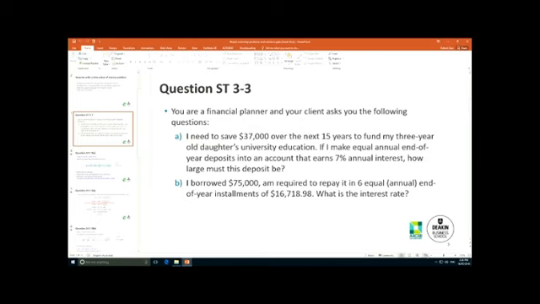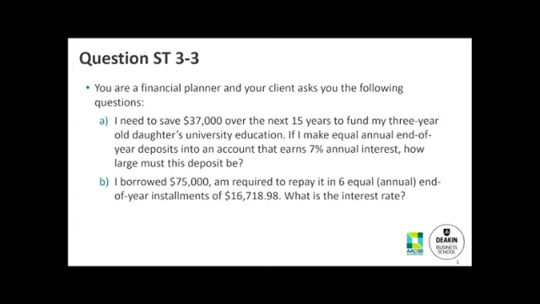Now, part B. What is part B? I borrowed 75,000. I'm required to repay it in 6 equal end-of-year installments. What is the interest rate? What happened? I borrowed 75,000. Is it the present value or future value? Very good. I borrowed 75,000, present value.